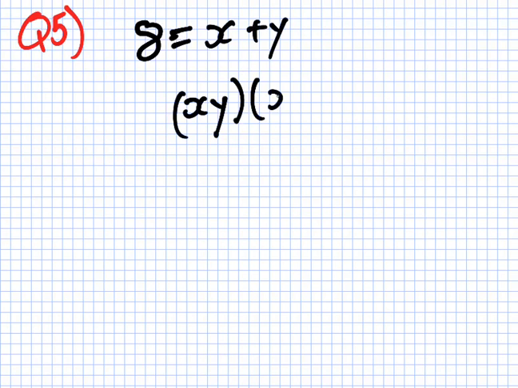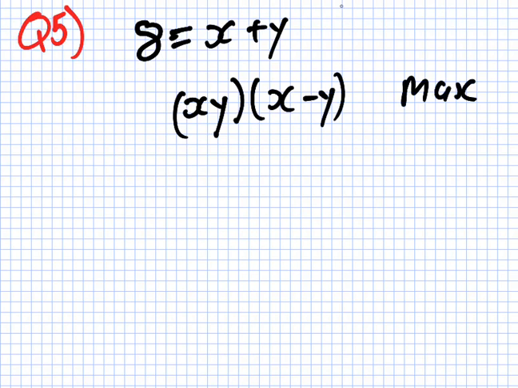And what you're trying to do in number 5 is express 8 as the sum of two numbers such that the result of multiplying their product by their difference is maximal.